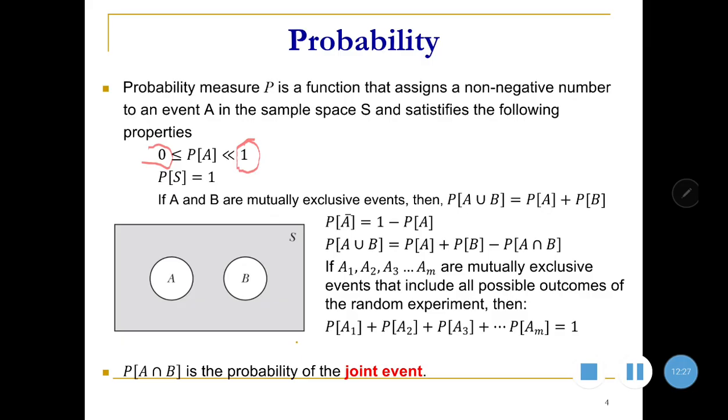Alright, and then mentioned here we have two events A and B, mutually exclusive events. Okay, then P(A union B) is equal to P(A) plus P(B). Okay, so saya rasa yang ni I don't have to explain much on this because this is what you have learned before. Okay, so P(A bar) maknanya dia complement.